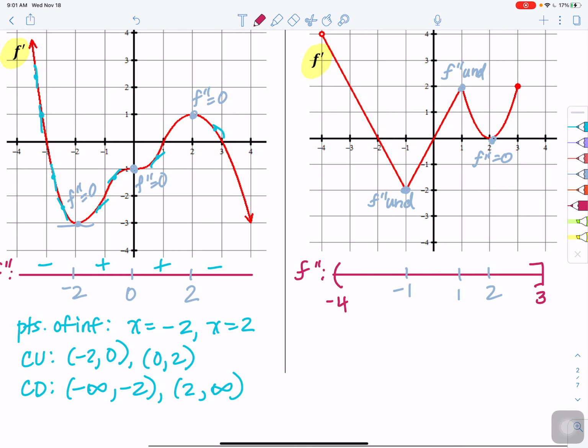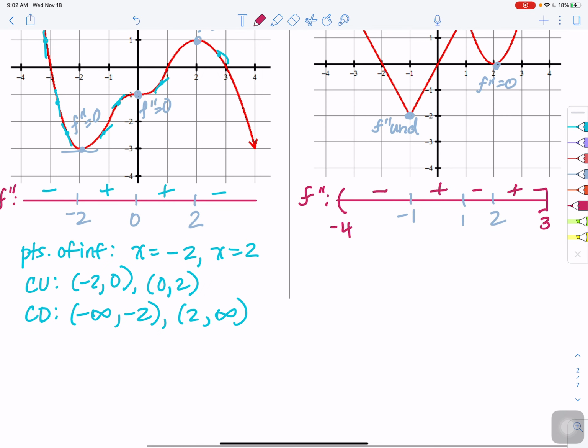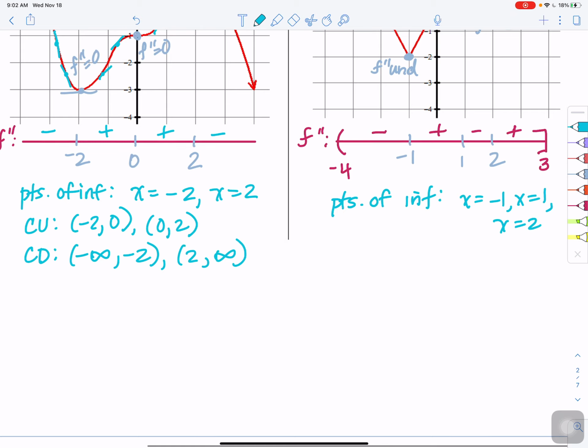Okay, let's look at the slopes of the tangent lines. They're all negative before -1, positive between -1 and 1. You see how positive that is? Negative between 1 and 2, and positive from 2 to 3. So all three of those are points of inflection: x equal to -1, x equal to 1, and x equal to 2.